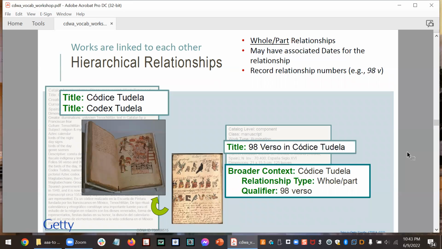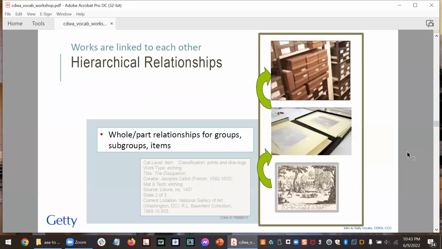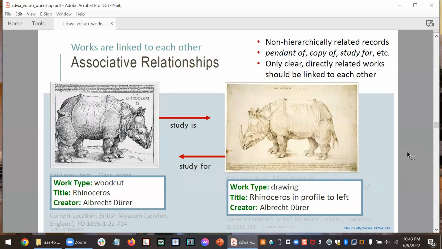Here's another type of hierarchical relationship, another example. Let's say maybe one of the folios in this work was cataloged separately, linking it back to the codex as a whole-part relationship. And here with prints, you might have prints in a box, which are in a collection or group, and those would all be whole-part relationships covered in CDWA and CCO.